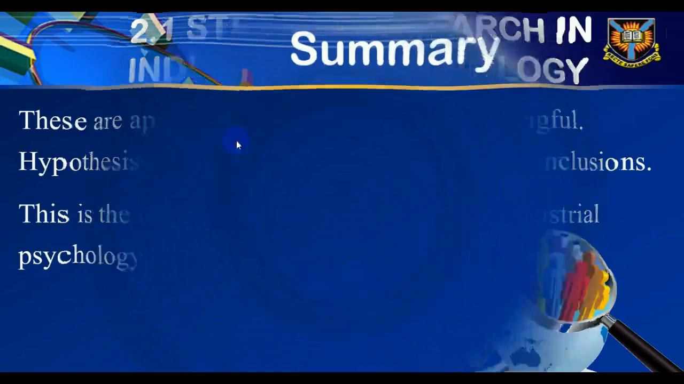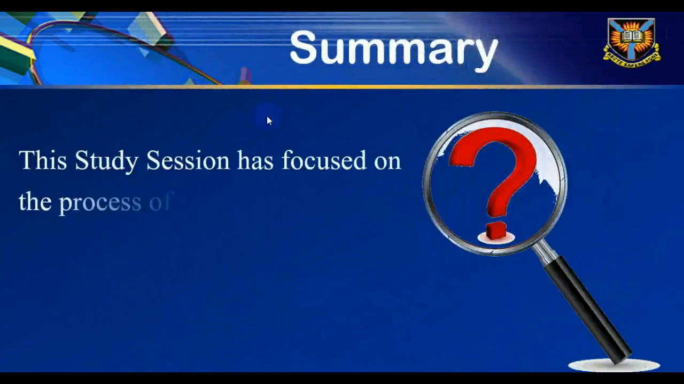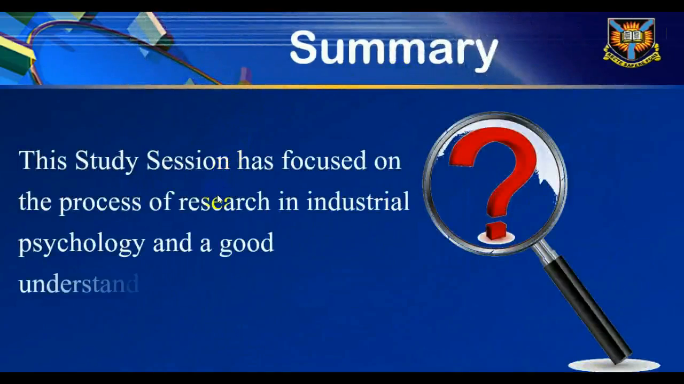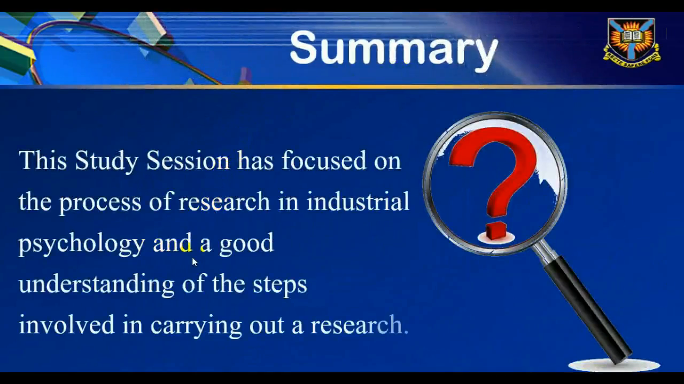Study session summary. This study session has focused on the process of research in industrial psychology. We noted that research begins with an identification of the problem, clear identification of the independent and dependent variables to be measured, instruments to measure them, participants from which measures will be taken in the study, statistical tools to be applied to study data, and a report on the results of the statistical analysis so carried out.